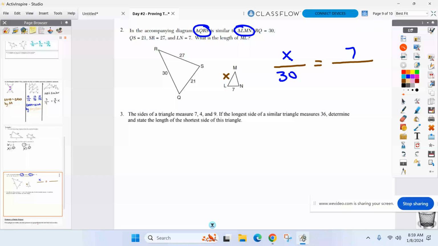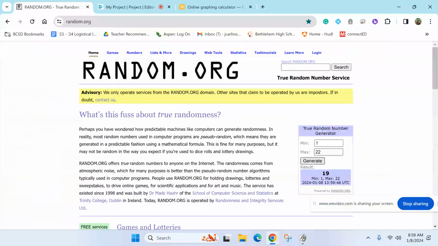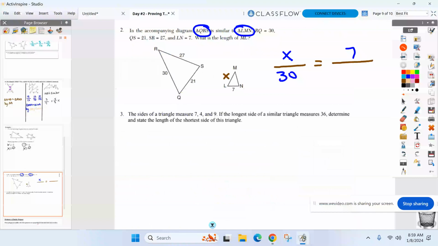And what's 7 match up with in the other triangle? LN 7 matches up with what do you got in the other triangle, Cormac? 21. QS. I don't care if your proportion looks like mine, as long as we're cross multiplying the same thing all the time.